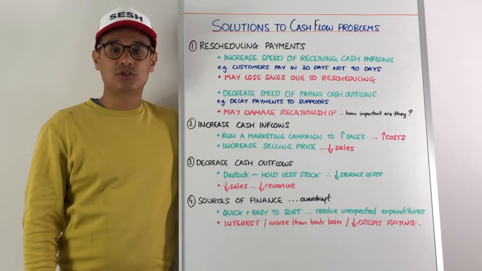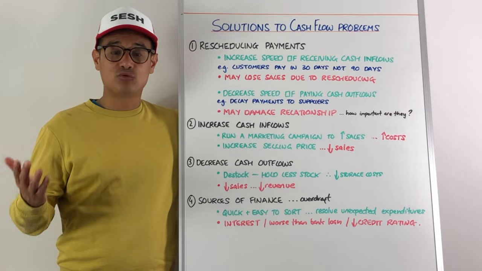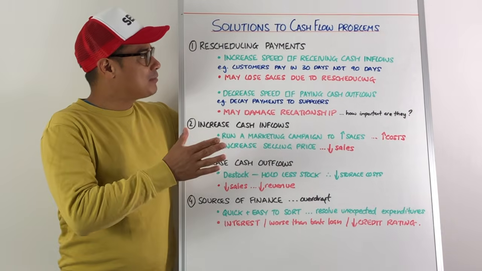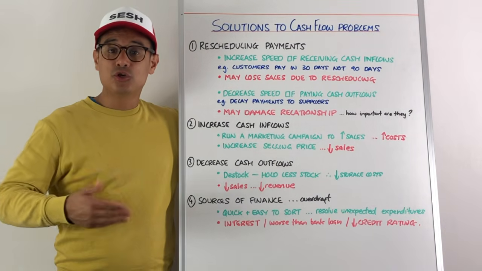Let's have a sesh on solutions to cash flow problems. We'll start with rescheduling payments. So rescheduling payments is a way to overcome your cash flow problems. You can do this two ways.